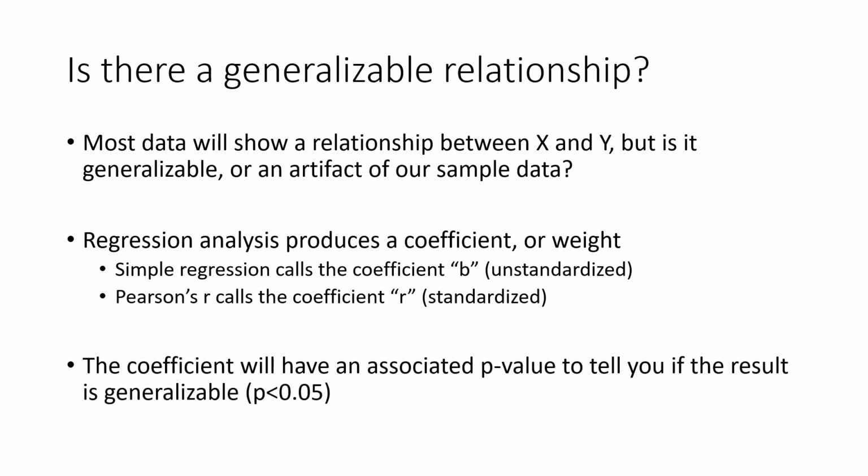Pearson's R, on the other hand, also commonly referred to simply as R, is a standardized coefficient. It is a standardized weight. It is always a number between -1 at the lower end and 1 at the upper end, which is why we tend to use Pearson's R for purposes of explanation. But whether we're using simple regression or Pearson's R, in both cases, what we want to do is not only look at the coefficient, but also the p-value that's attached to that coefficient. And if the p-value is less than 0.05, then we will assume that the relationship between X and Y in our sample is indeed generalizable to the population.